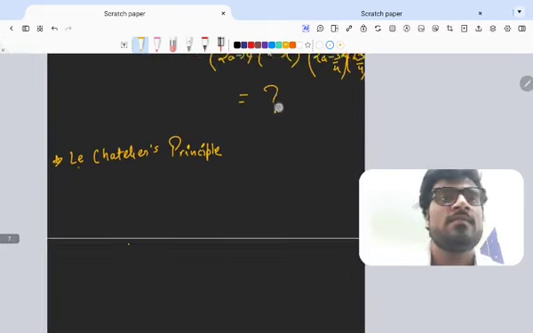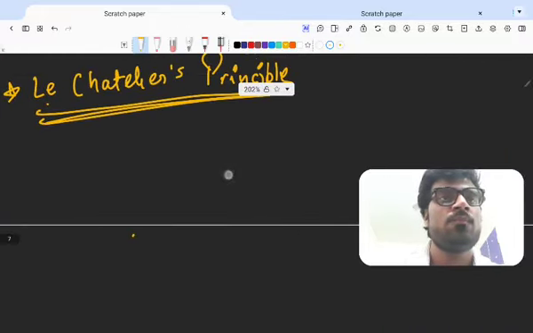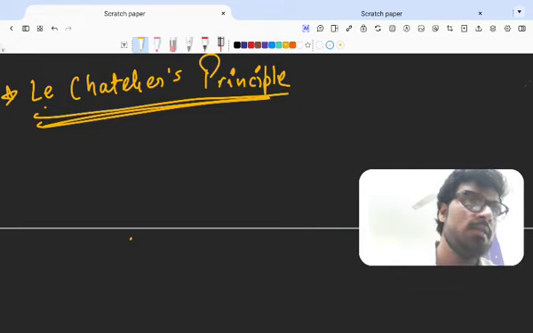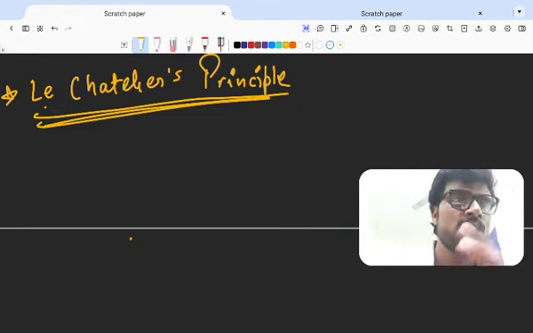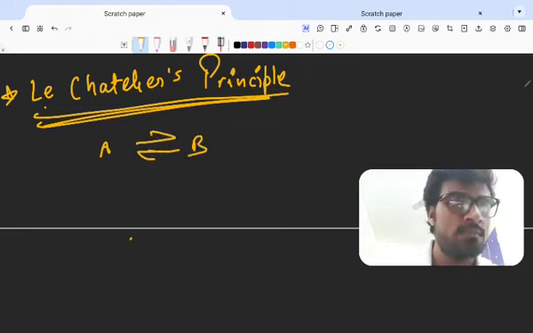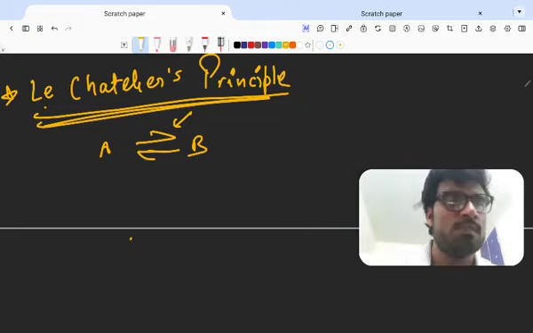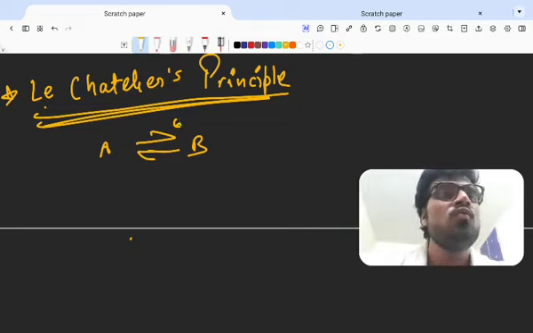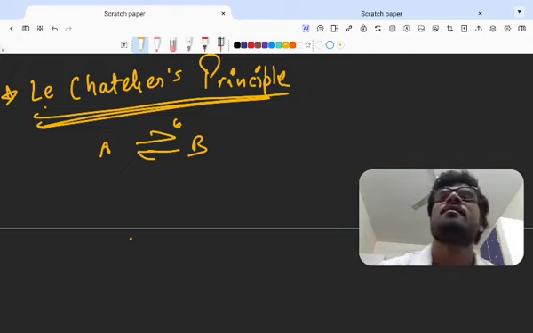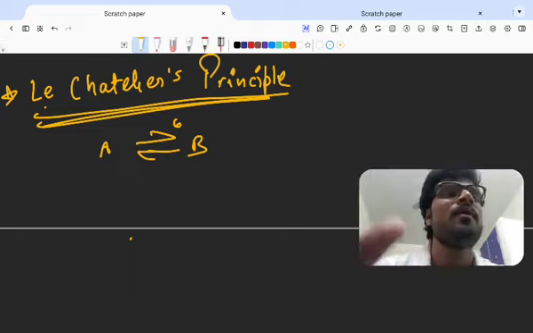Okay. Let us move to the next topic, that is Le Chatelier's principle. What does it say? It says that whenever equilibrium has been achieved, for example, a reaction is in equilibrium, whatever change we try to provide in this reaction, it will try to resist the change. It will not allow us to disturb the equilibrium. It wants to maintain the equilibrium. Equilibrium is a self-maintaining kind of thing.